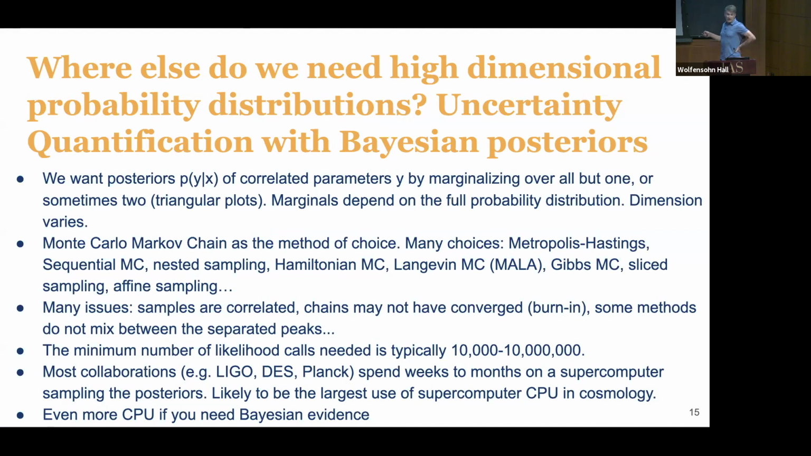There are many different flavors of it. I won't go into it, but there are also many issues, and there's a reason why there's so many flavors. The samples are correlated. These are Markov chains. They are correlated. There's a burn-in issue, right? So have you converged or not? And they often need a lot of samples.